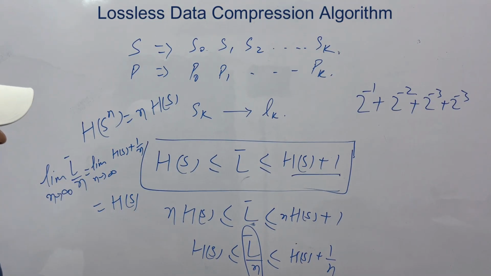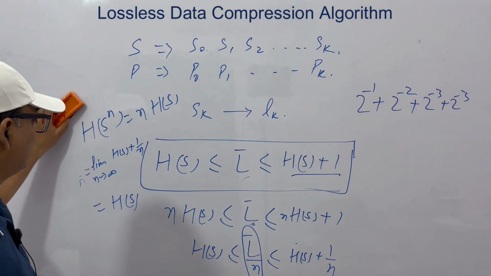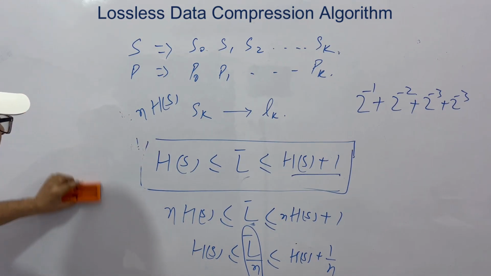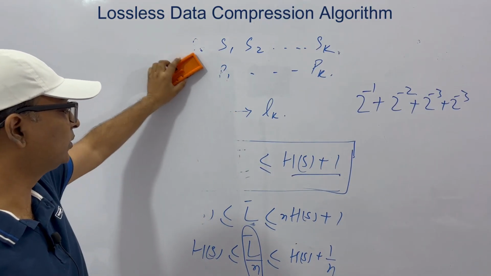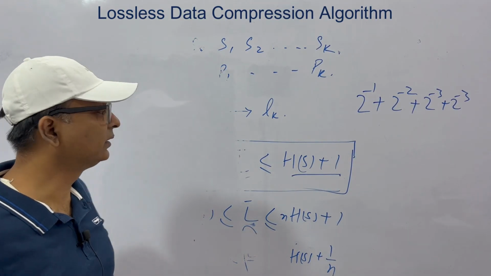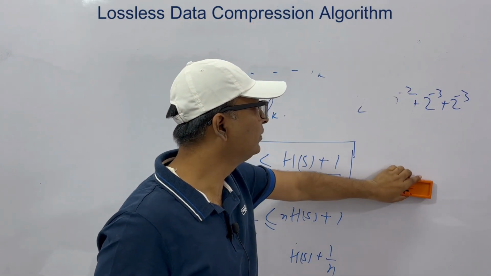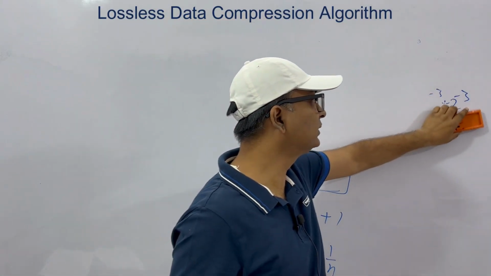Okay. Now from here we saw what prefix coding is. Now we'll see one of the most important types of coding, which is called Huffman coding. It is an algorithm which is very important. Let's understand what Huffman coding is.